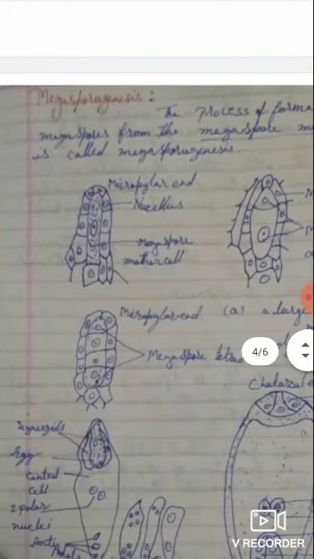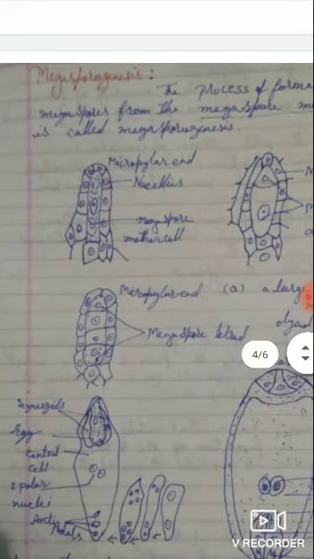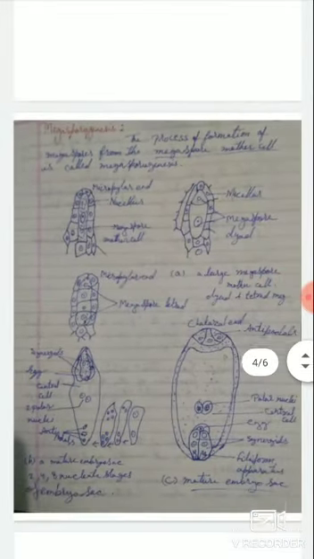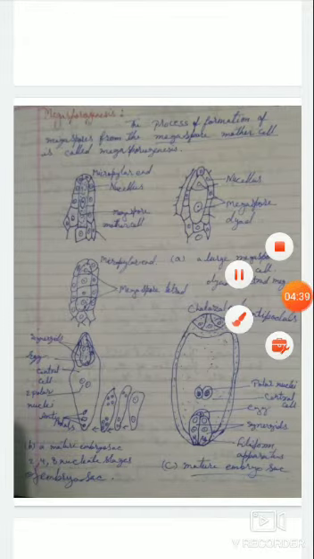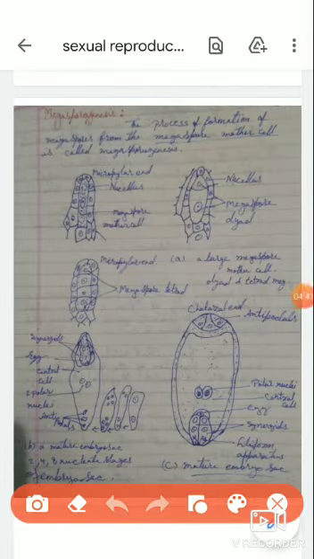Shown in this figure: the outer layer, micropylar end and nucellus, megaspore mother cell, a large cell with a nucleus, megaspore dyad, and micropylar end, megaspore tetrad. See, this is the megaspore tetrad.